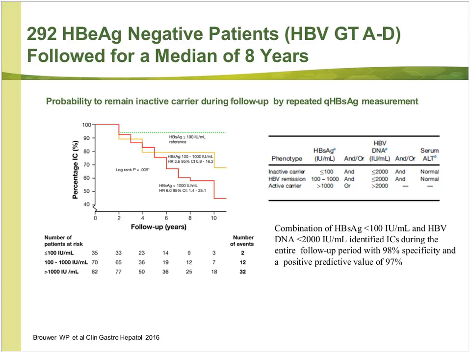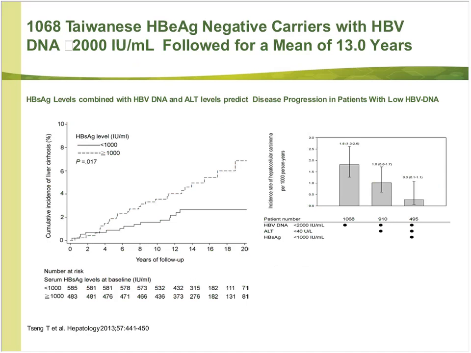This is a Taiwanese study in E-negative patients with HBV DNA levels low, under 2,000, followed for over 13 years. When you combine S antigen levels with HBV DNA quant and ALT, you can help predict the risk of disease progression in those low patients.